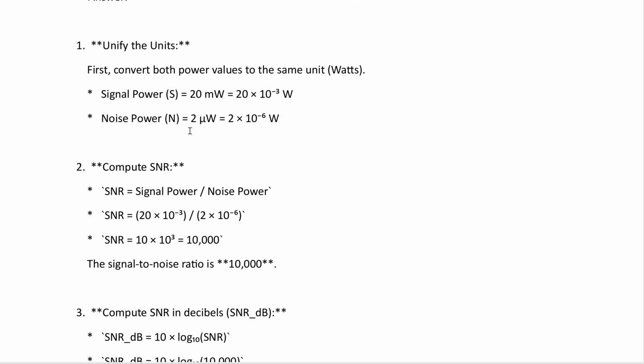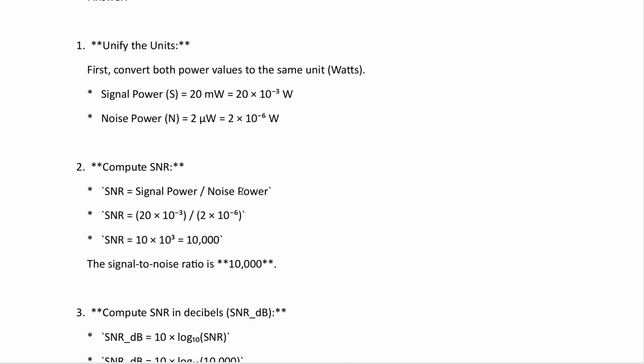So first of all, we have to convert both power values to the same unit, that is watt. Signal power is given as 20 milliwatt. So we convert it into watt by multiplying it by 10 to the power minus 3. Noise power is given as 2 microwatt. We convert this quantity also into watt by multiplying by 10 to the power minus 6.